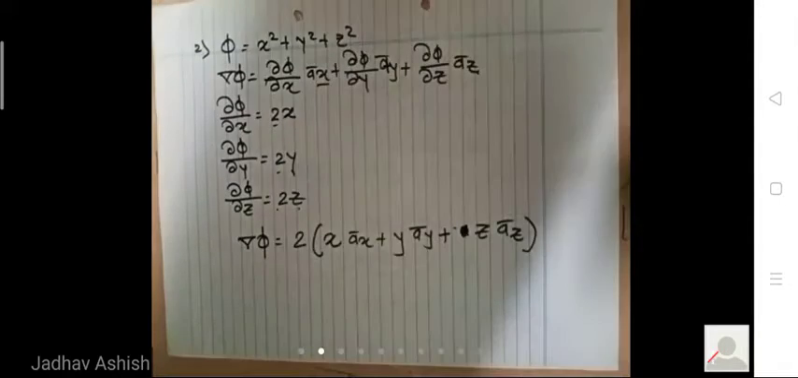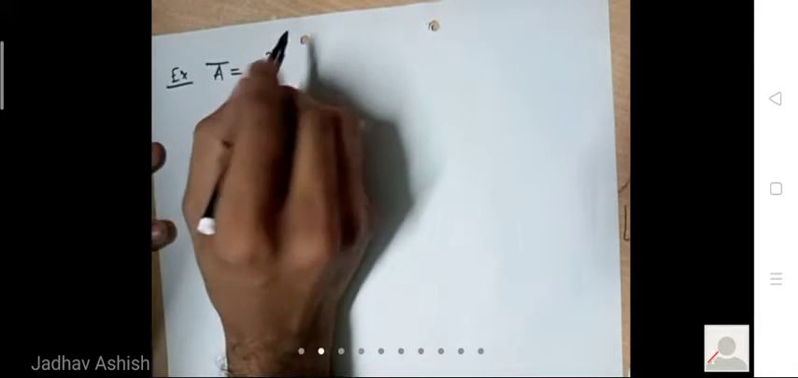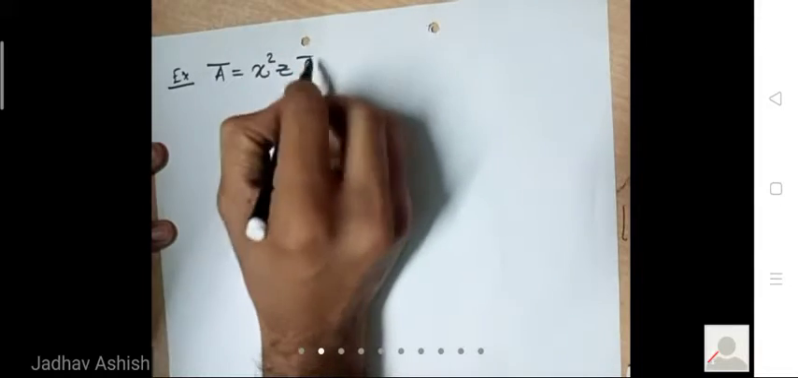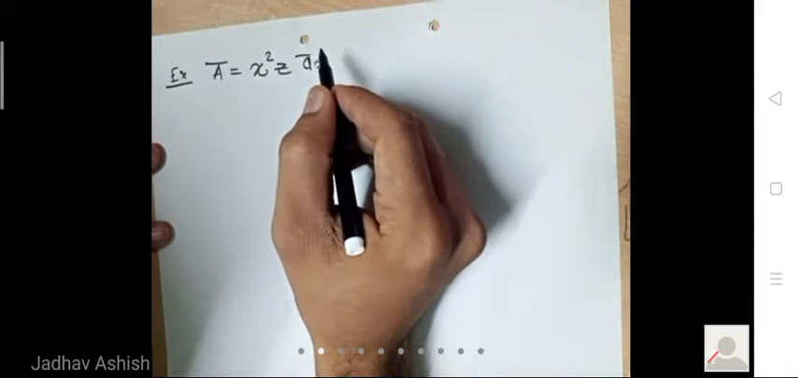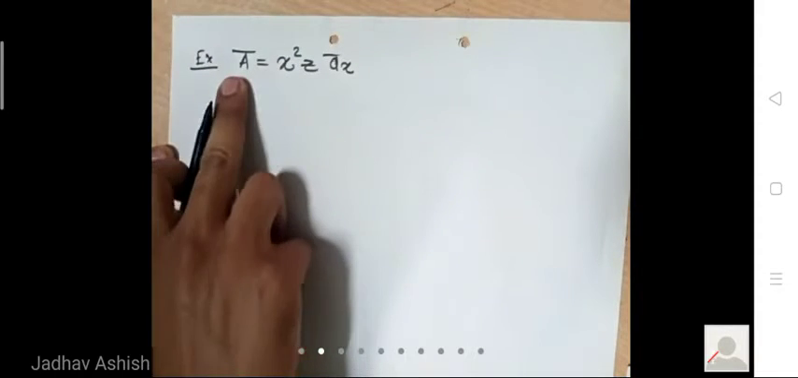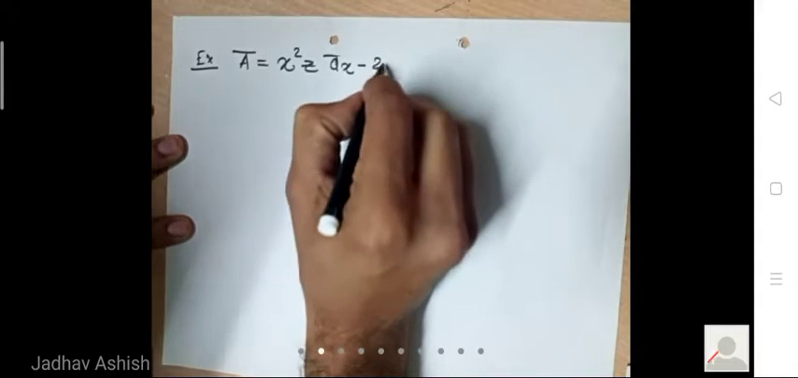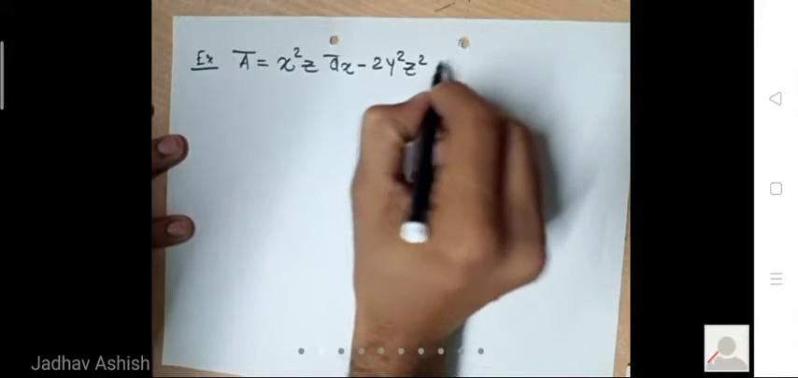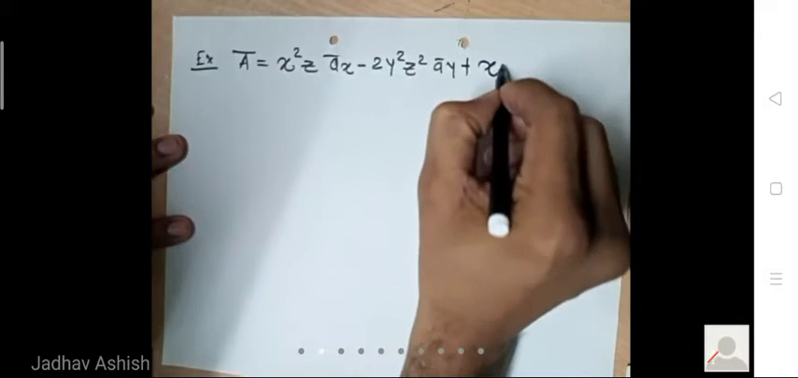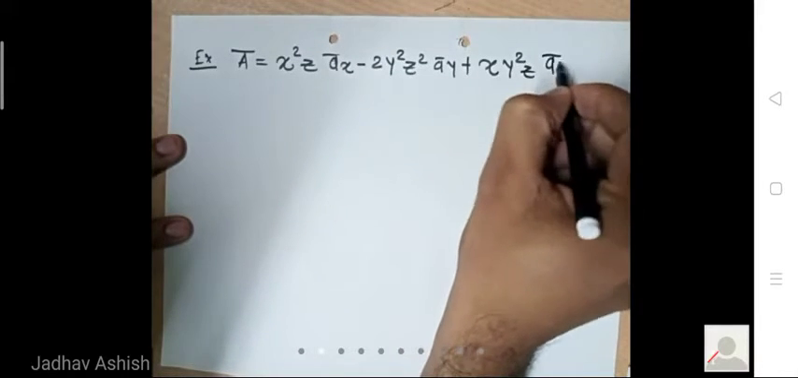Right. Next example is, if the vector is given now, a bar is equal to x square z a bar x minus 2y square z square a bar y plus xy square z a bar z. Hope all of you are writing. So I'm going slow because you are also writing along with me. That is what I have assumed, you are taking notes of the lecture what I am teaching you. So this is the vector given to you.